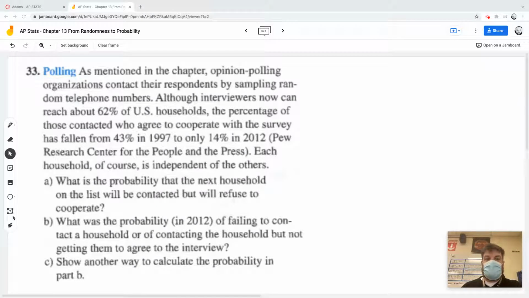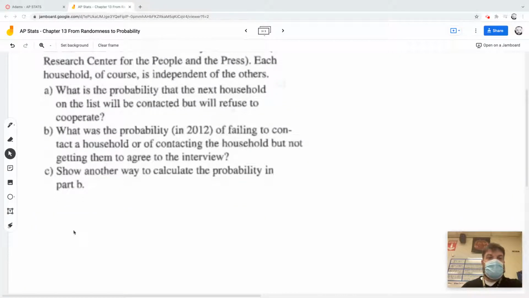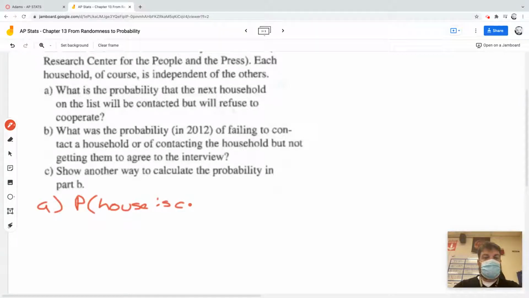So for part A, it says, what is the probability that the next household on the list will be contacted but refuse to cooperate? So this is not that hard, but it's not easy either. What they want to know is, what is the probability that you're going to contact them? Because there's really two parts to this when you think about it. You're going to contact them and they refuse.